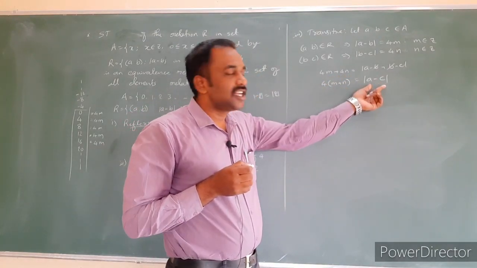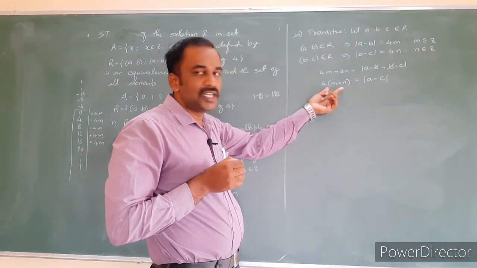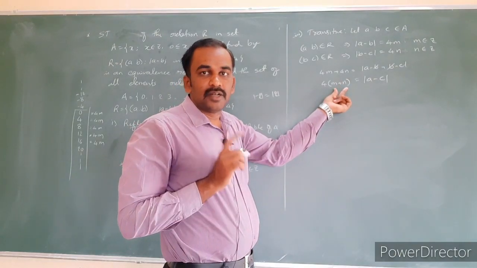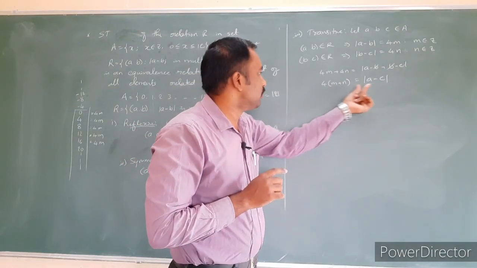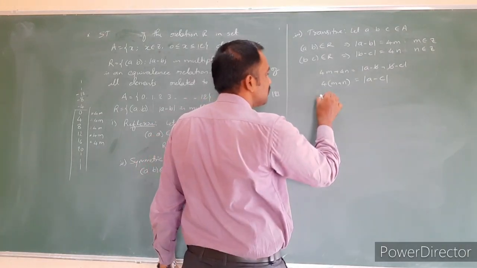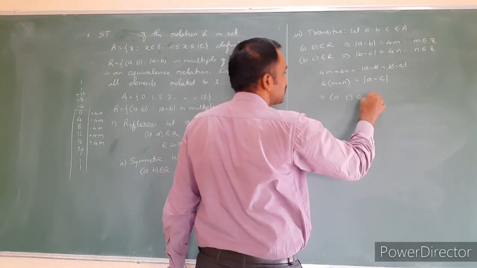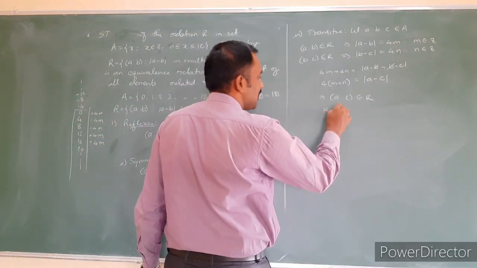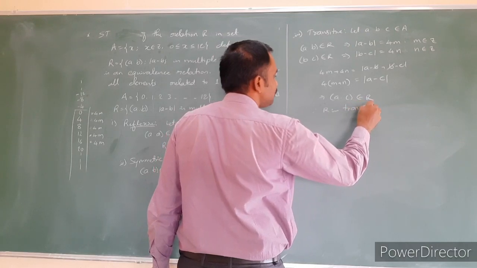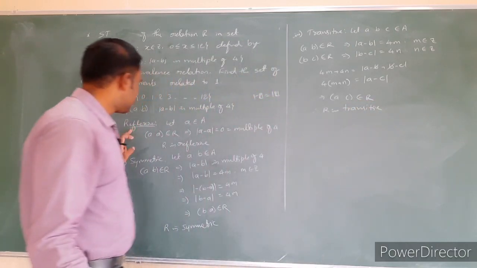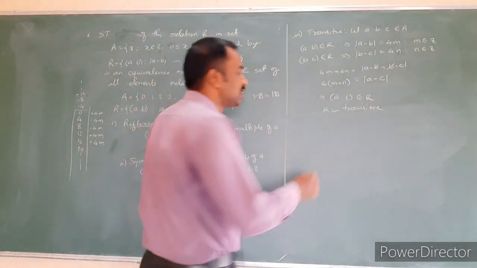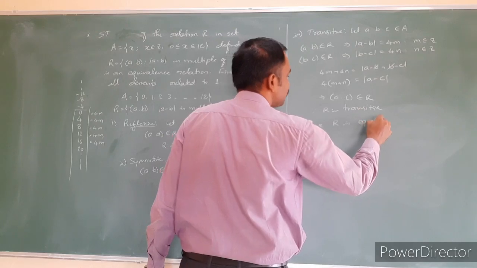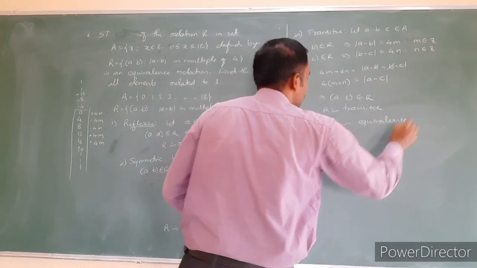Can I say that mod of a minus c is also a multiple of 4? Yes. How? 4 into an integer plus integer, 4 into any integer gives a multiple of 4. Obviously this is also a multiple of 4. So we can easily say that (a, c) is also present in the relation R, and so relation R is a transitive relation. So we got that relation R is reflexive, symmetric as well as transitive. Hence the relation R is an equivalence relation.